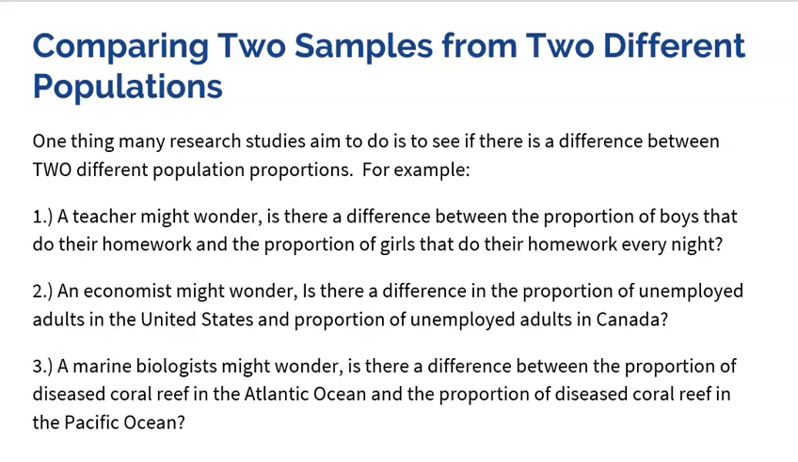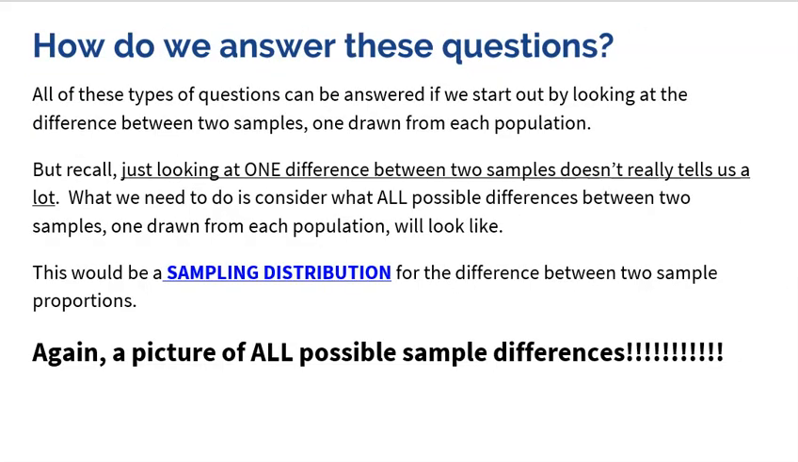So again, what we just got done doing in the previous topic was looking at one population and wondering something about that one population. Well, now we're wondering about the difference between two. And remember, anytime you look at two different things, you want to compare them. And when you compare them, you look at the difference. So this is going to sound very familiar, right? All of these types of questions can be answered if we start out by looking at a difference between two samples, one drawn from each population.